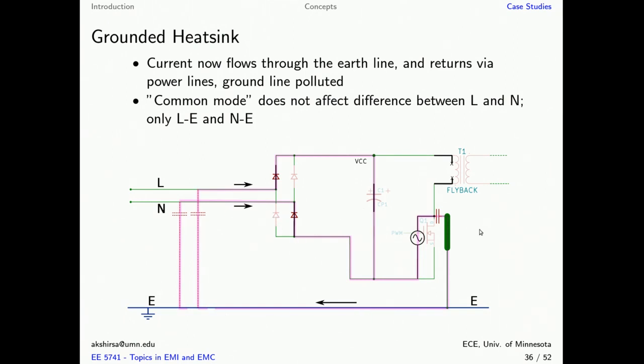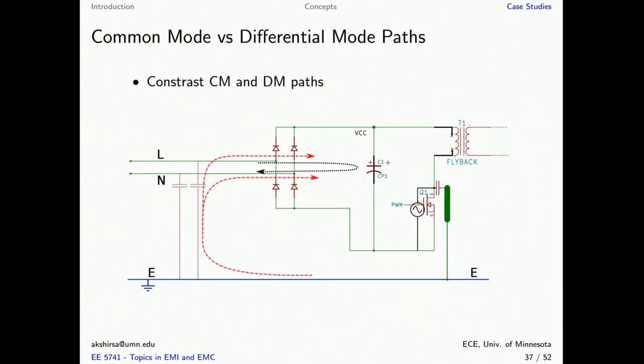Now what's the problem here? The problem is that this large loop can set up EM fields, and this can radiate. And the other thing is that current flowing through this line constitutes conducted emission, which is not allowed and which is limited by the EMI standards. So we need to reduce that.